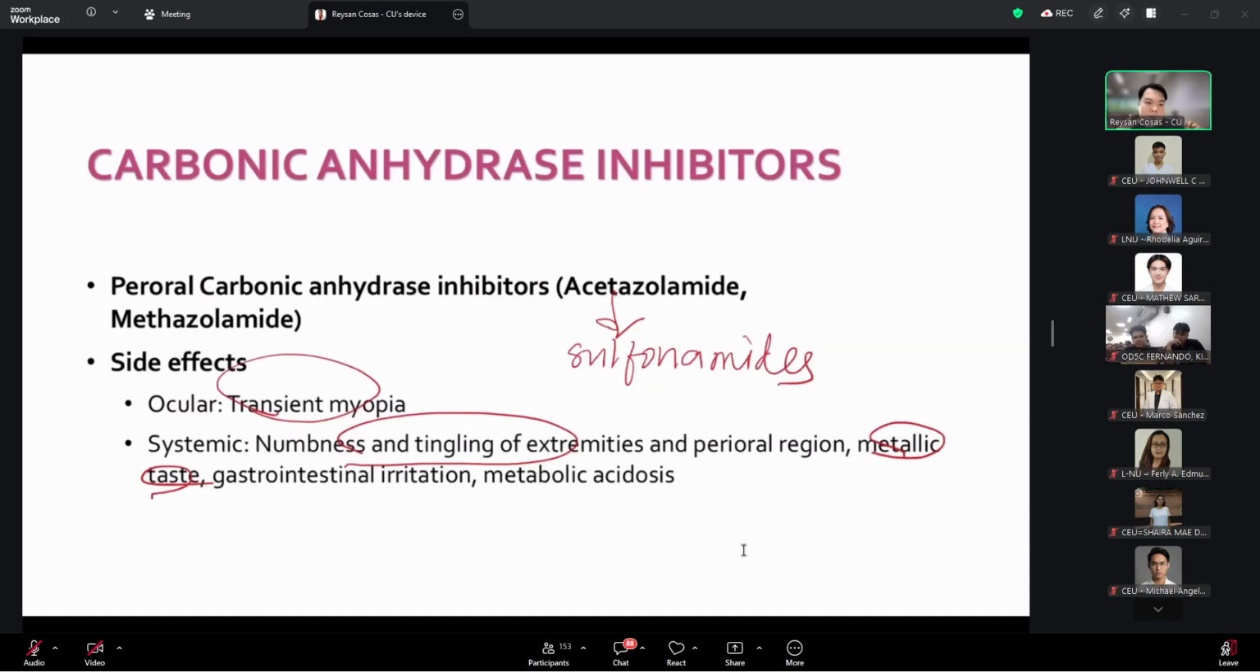So, sa sistema mo, dahil nilalabas mo yung basic, ano nangyayari sa dugo mo? Nagiging acidic or basic? Can you help me? Okay. Because of, okay, it can cause metabolic acidosis. Okay? Metabolic acidosis.